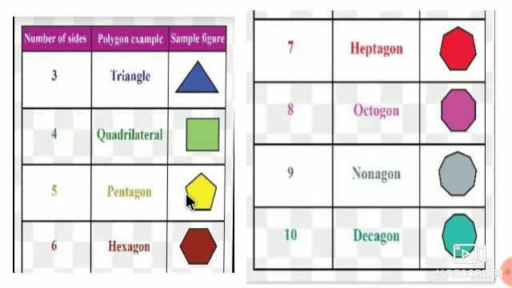Now these are some polygons. Triangle is also a polygon, quadrilateral is also a polygon, because a triangle has 3 sides. A figure which has more than 2 sides is called a polygon. So each triangle is a polygon, each quadrilateral is a polygon. Triangle has 3 sides, number of sides 3. Quadrilateral has 4 sides.